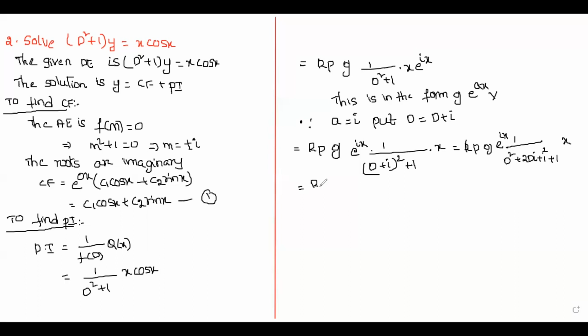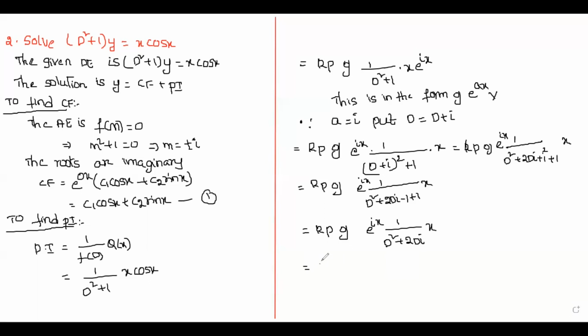So this is equal to the real part of e power ix into 1 by D square plus 2Di minus 1 plus 1 into x, since i square is equal to minus 1. So this is equal to the real part of e power ix into 1 by D square plus 2Di into x. So here the least term is 2Di, so bring the 2Di outside.